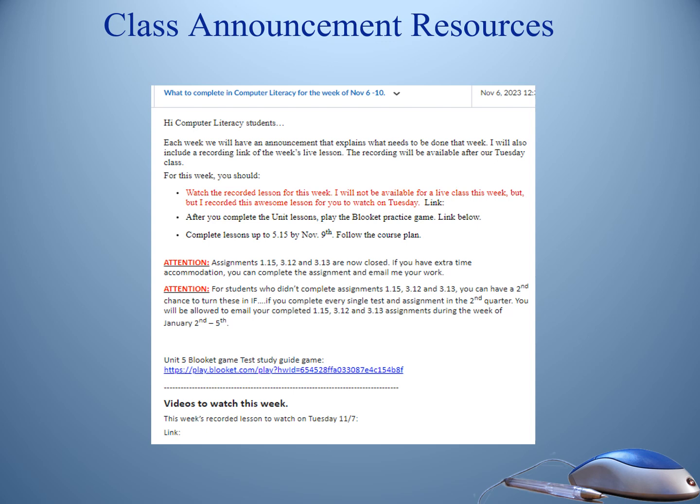All right, keep in mind, this week's class announcement is up. Make sure you take a look at that. It tells you what to do. It would have told you we were not having a live class today, that I'm recording it as I am right now. And then it tells you when you should be done with your lessons and by what date. It has the Look-It link to practice the Unit 5 test. So I would do that several times. I also included this recorded live lesson here as well in the announcement. So make sure you're checking the class announcements each week. This one is what to complete in computer literacy for the week of November 6th through the 10th.